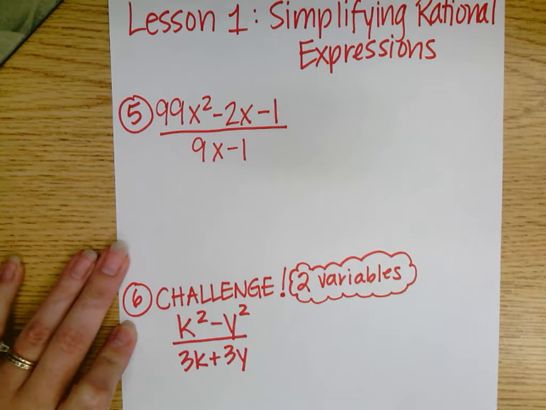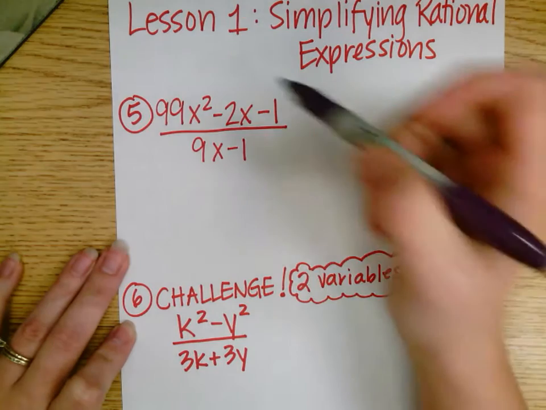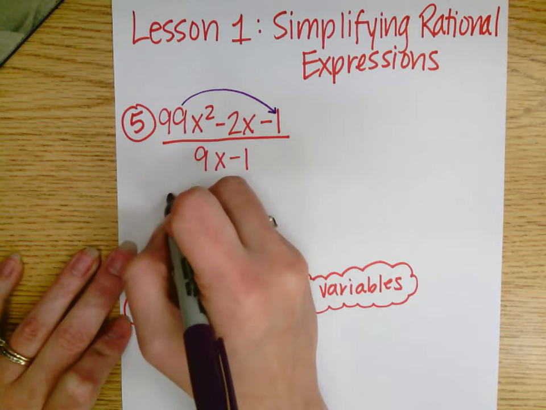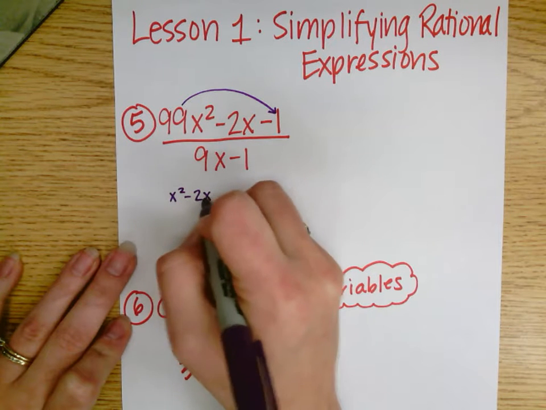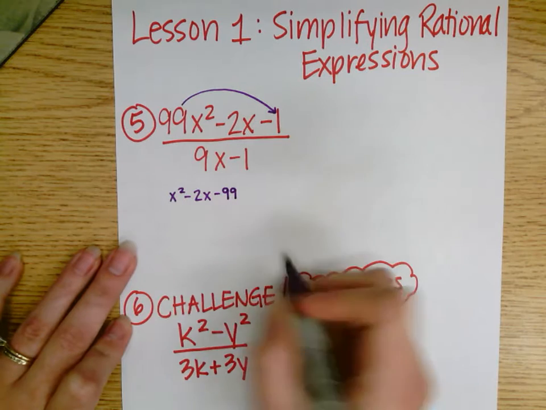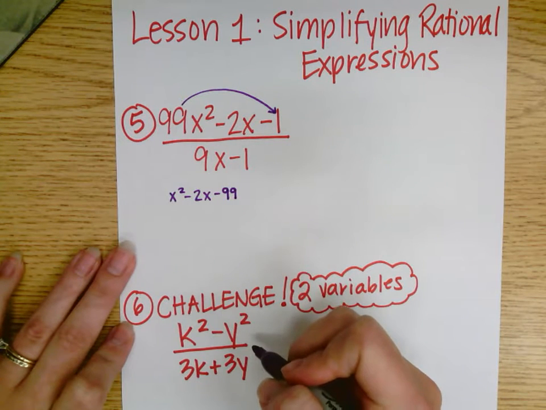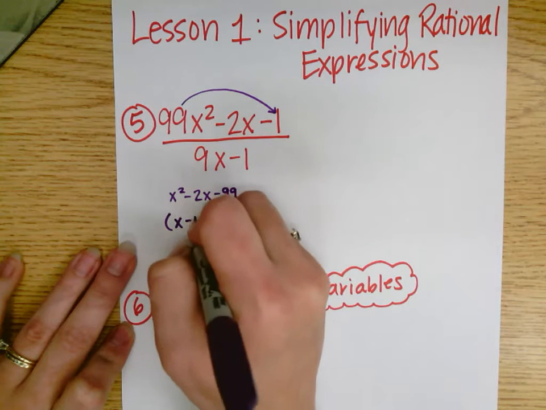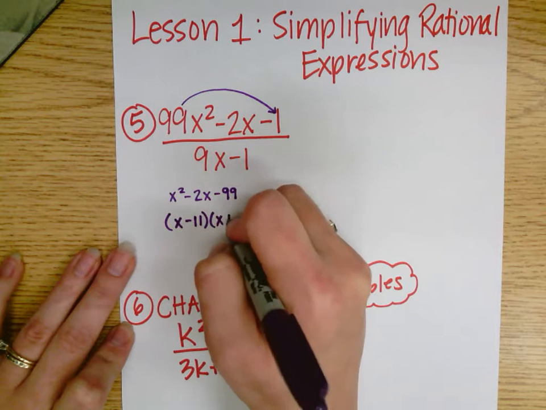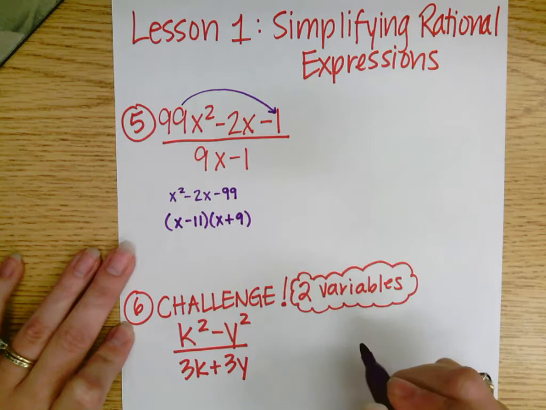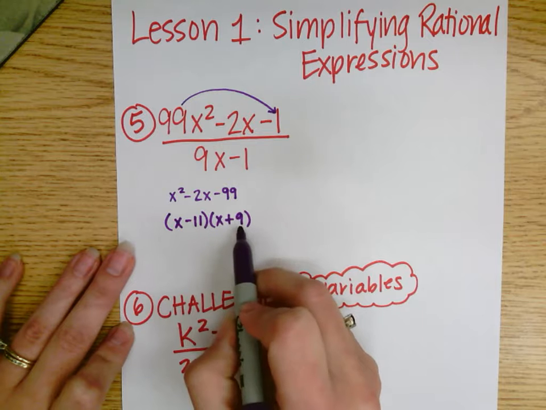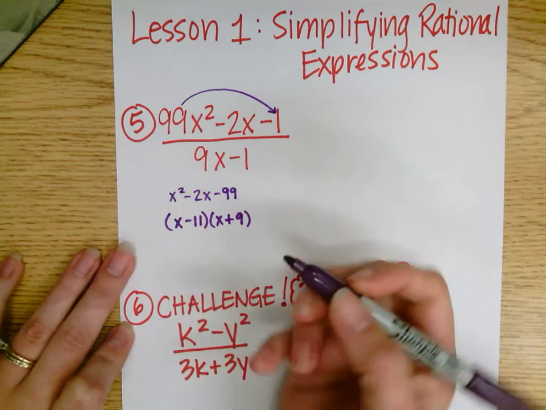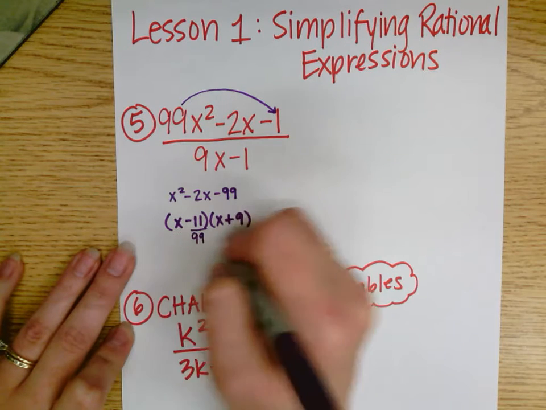Now on number 5, we're definitely going to have to do some more slide and divide. So because I know that, I'm going to come over here and do a little bit of extra work. I've got x squared minus 2x minus 99. Now 99 is kind of an interesting number. That's 11 and 9, so I could do an x minus 11 and an x plus 9. Does that work? Yeah, I think so. There's negative 99, and then that'll be negative 11x and positive 9x. That works, okay? And then I'm going to come back and divide by 99.